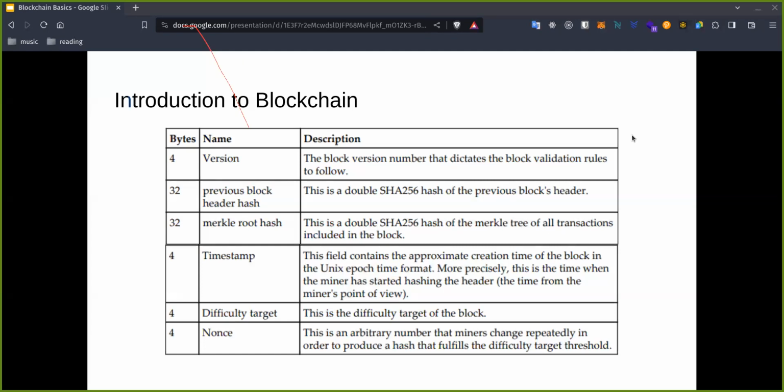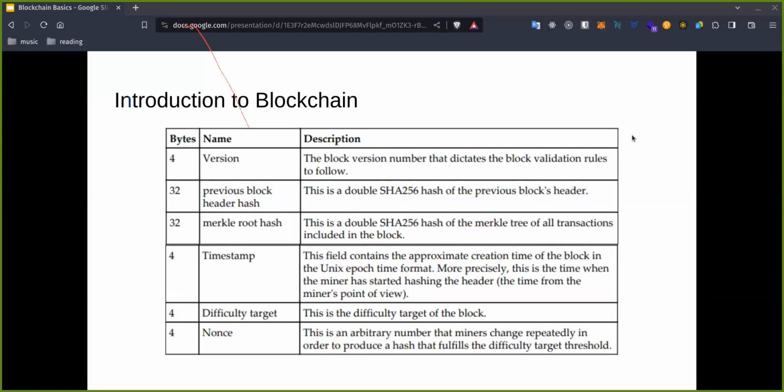Then you have the Merkle root hash. It basically represents a hash of the Merkle tree of all transactions included in the block. The reason they use a Merkle tree for this is because of the efficiency of using a Merkle root hash. It's really great for verification purposes, and also for ensuring that the block holds integrity. That's the purpose of the Merkle root hash. You can figure that this hash is a very important aspect of a block in the blockchain.